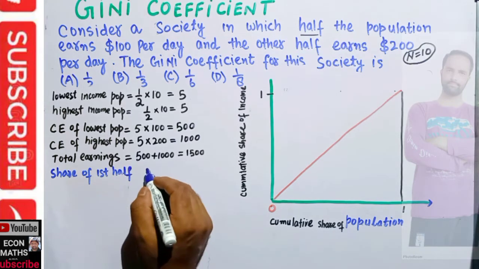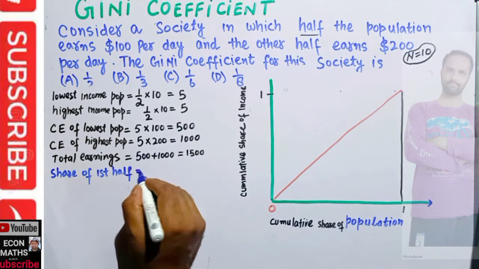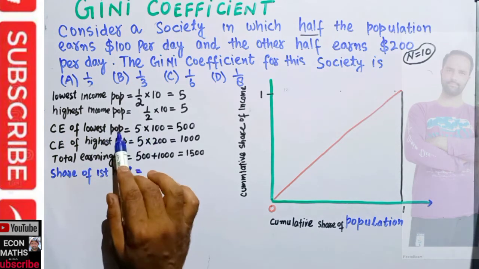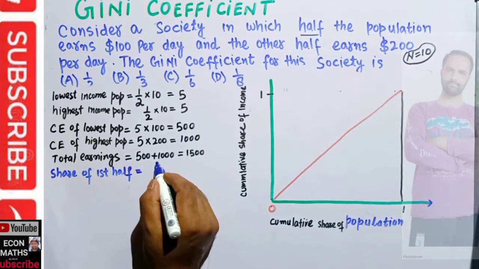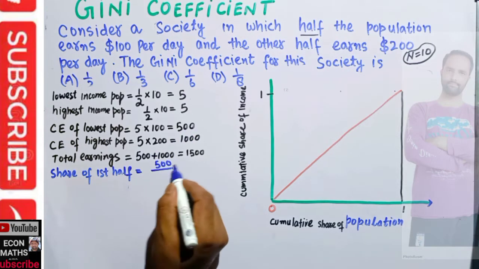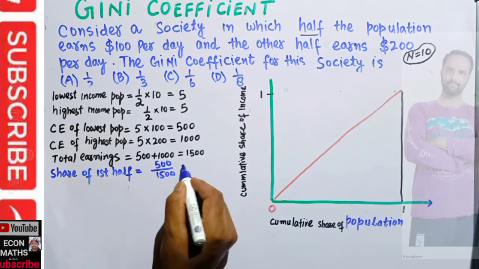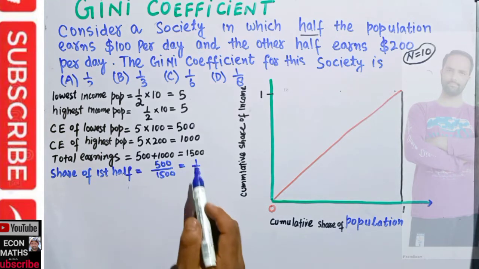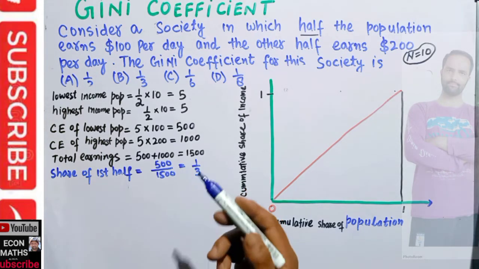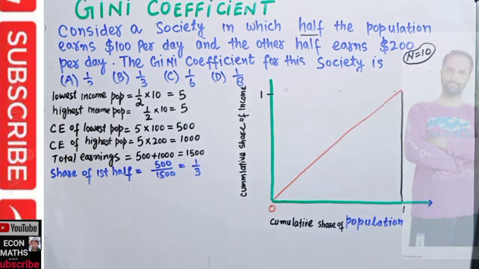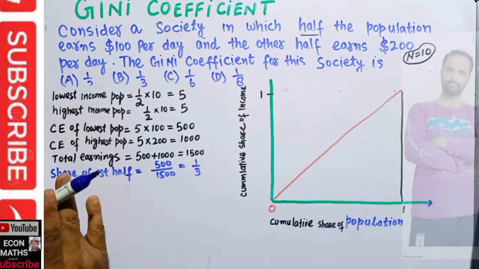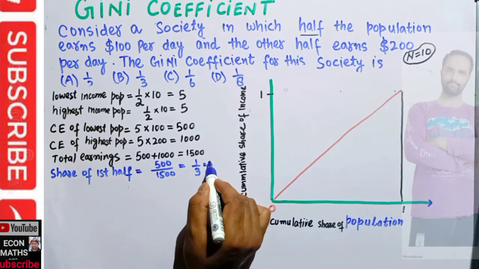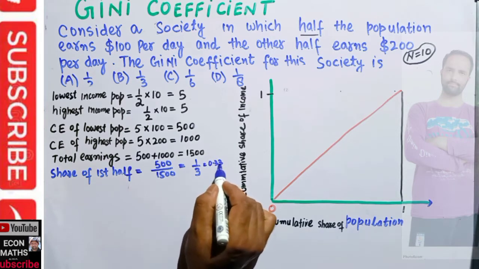So the share of the first half in total income will be, since the lowest population earns 500, 500 upon total earnings, which is 1500, which comes out to be, zeros get cancelled, 1 upon 3. That means one third of income is received by the first half population, or you can see it is 0.333 and so on.